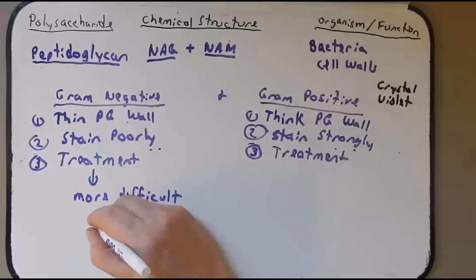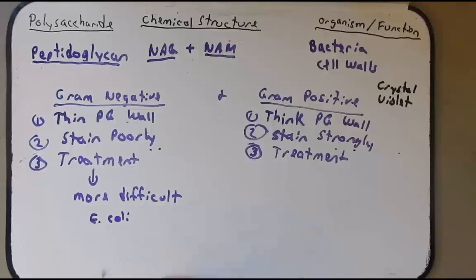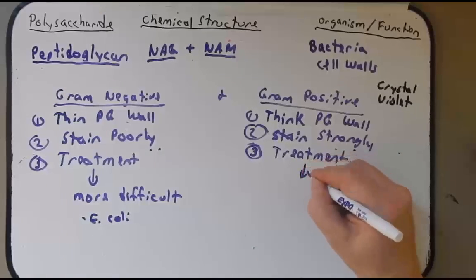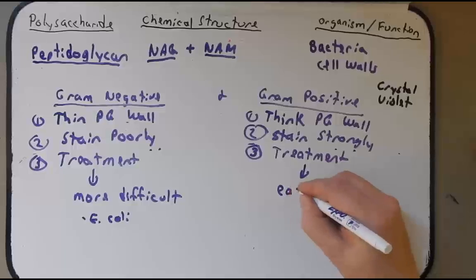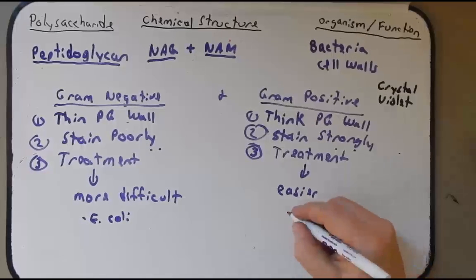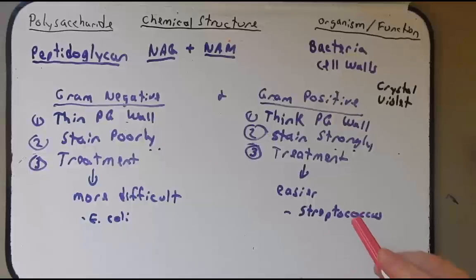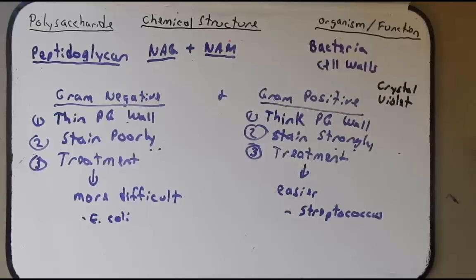For instance, some strains of E. coli would fall into this, but of course not all. Gram-positive bacteria are easier to treat. Some examples of gram-positive bacteria would be like streptococcus. They'll make you sick, but antibiotics are usually pretty effective at treating them. Okay, that's all I want you to know about these 5 different polysaccharides.